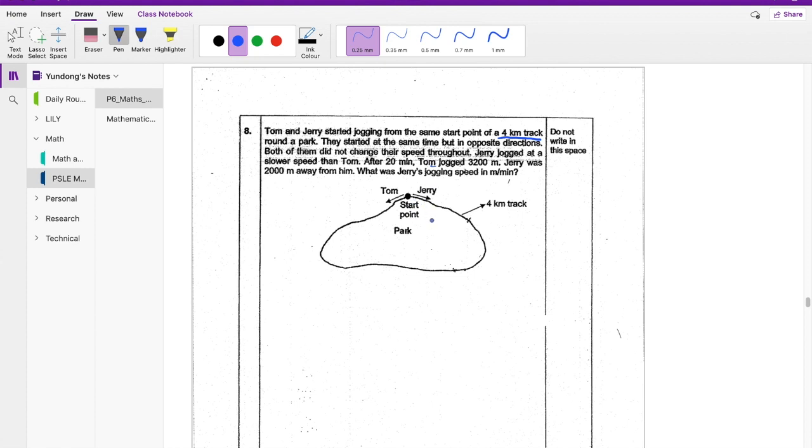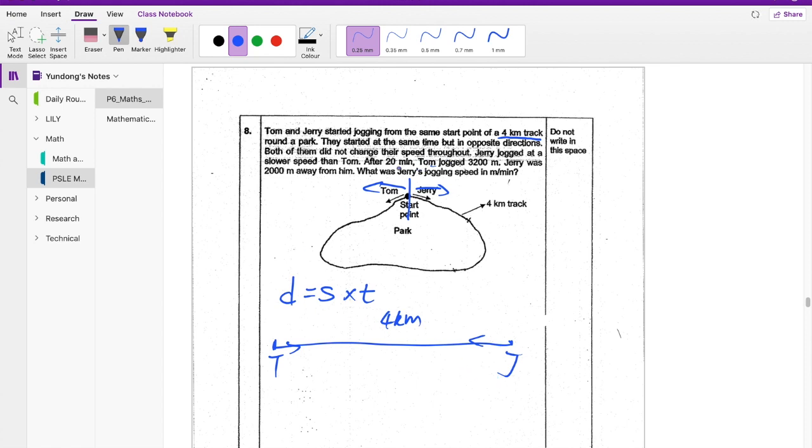For this question, actually, it is a travel problem. We know that distance equals speed times time. And here, when they jog in opposite directions, we can split them. For this 4 km track, we consider Tom and Jerry traveling toward each other, with one pulling this side and the other pulling this side. You can see it this way.